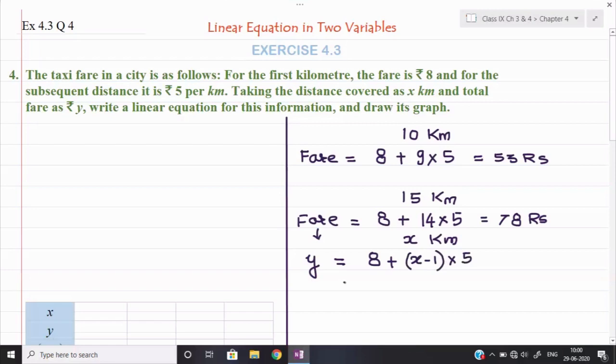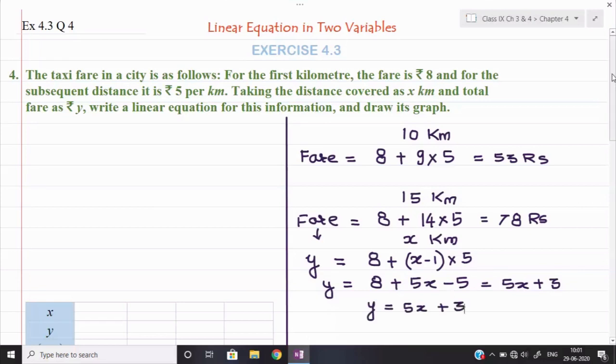Now if I simplify this equation, the value of y will be equal to 8 plus 5x minus 5. Now from 8 if I subtract 5, 3 will remain. So my equation is coming here as y equals 5x plus 3. Now let us check whether this formula is working or not, because earlier I manually calculated the fare for 10 kilometers. So can we say that we got the right answer with the help of this formula or not?